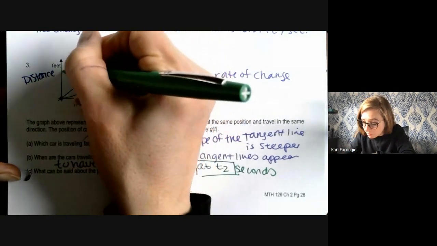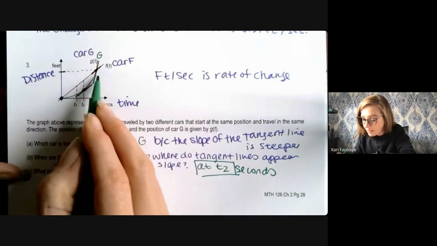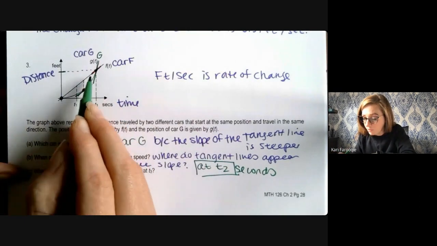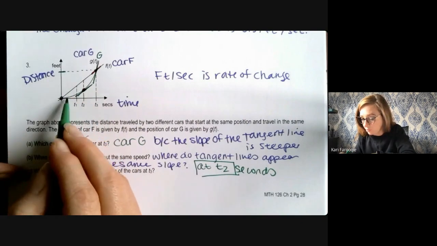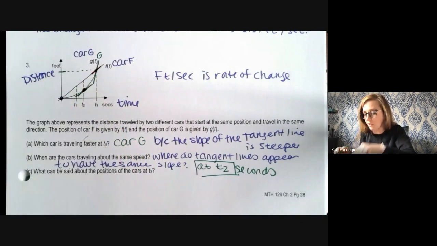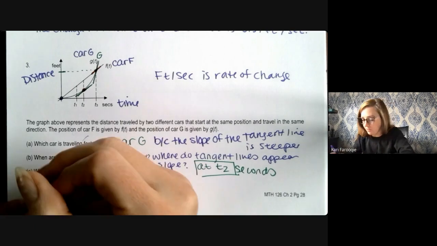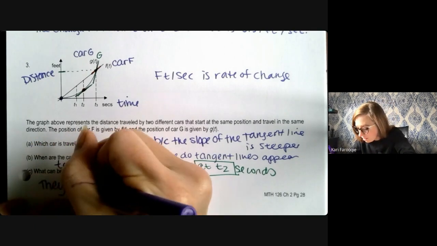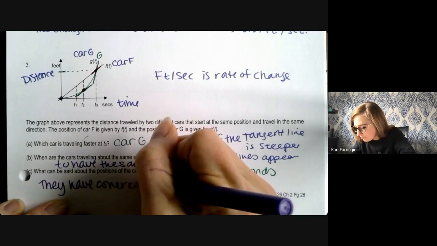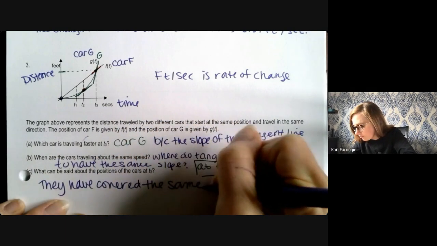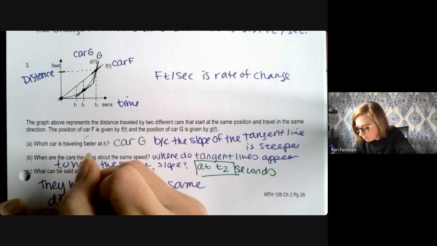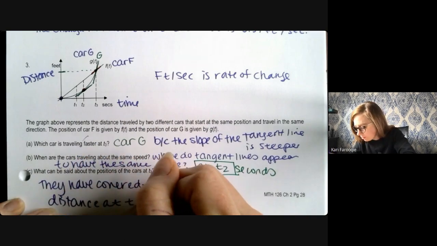They intersect here at this value. So we know that the distance traveled by F corresponds here, and the distance traveled by G corresponds to this value. So we would say that they have gone the same distance at t sub 3. So we could say the positions are the same, or they have covered the same distance at t sub 3.